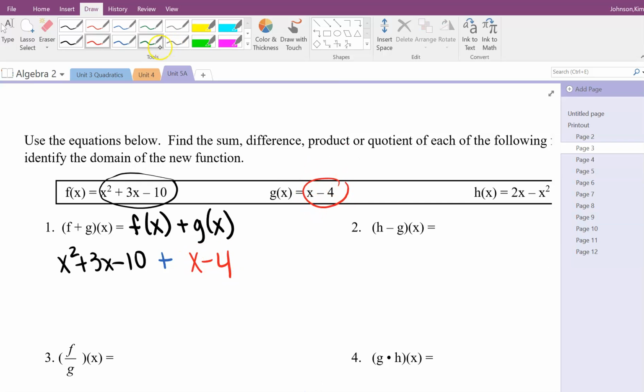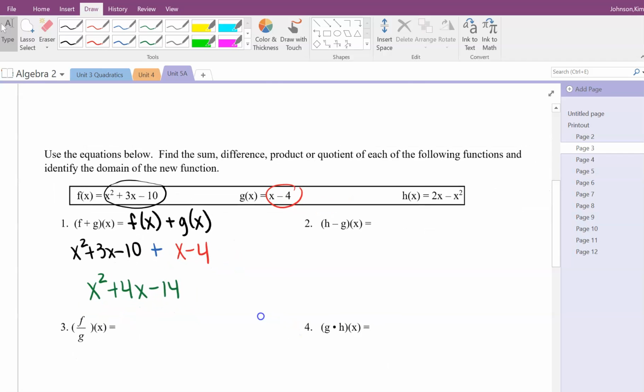Now this one's rather easy to add together, because we're just going to combine like terms. So we get x squared, 3x and 1x makes 4x, and negative 10 minus 4 is negative 14. So f plus g of x is x squared plus 4x minus 14.